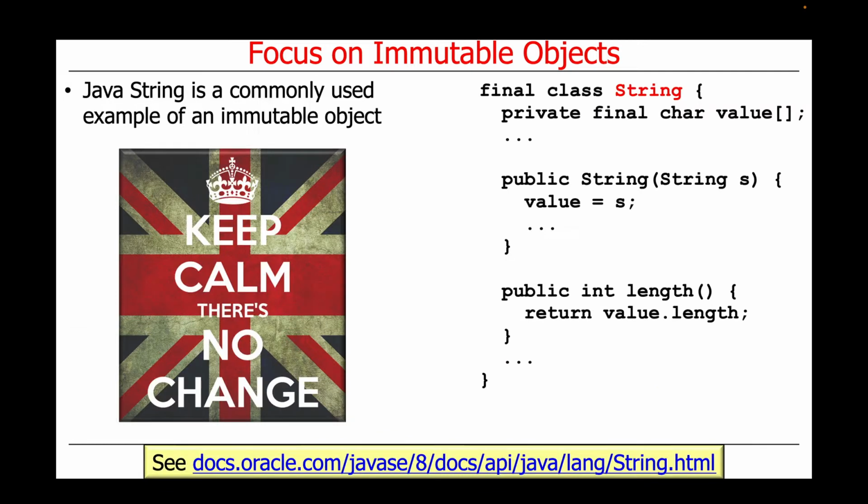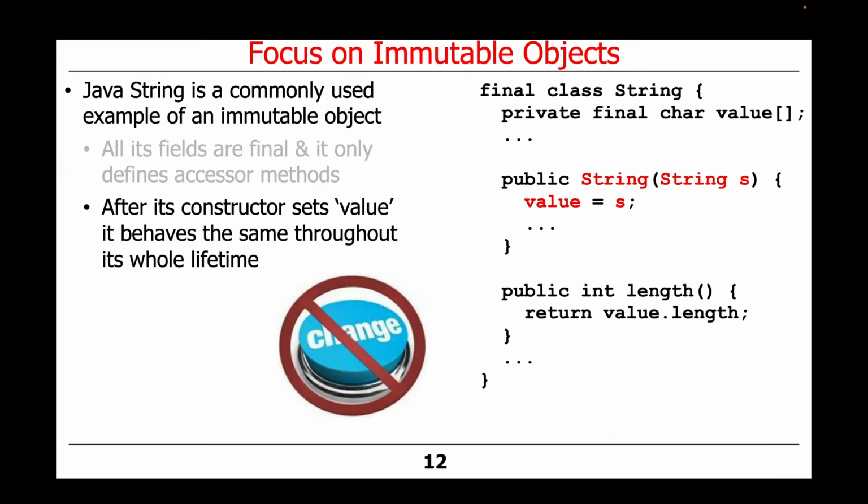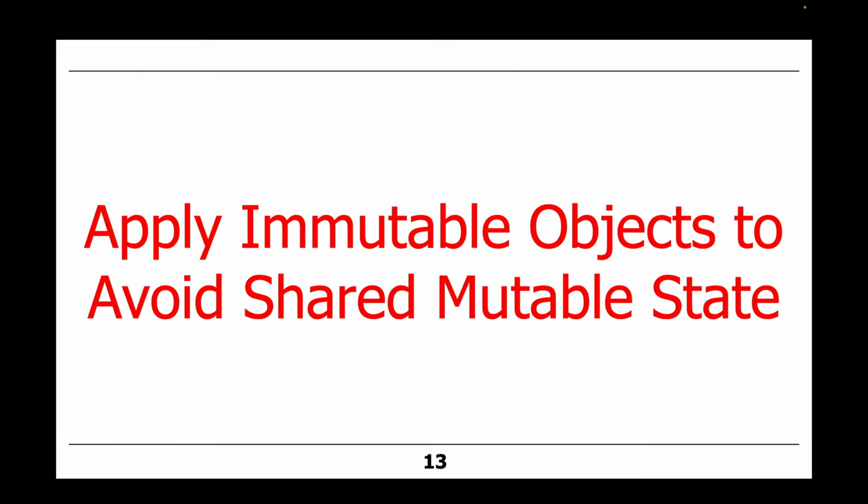Java String is a commonly used example of an immutable object that you've likely run across when writing Java programs. All of the fields in the String class are defined as final, such as the value field shown here, and it only defines accessor methods, such as the length method here. After the constructor of String sets the value, the String will behave the same throughout its entire lifetime.